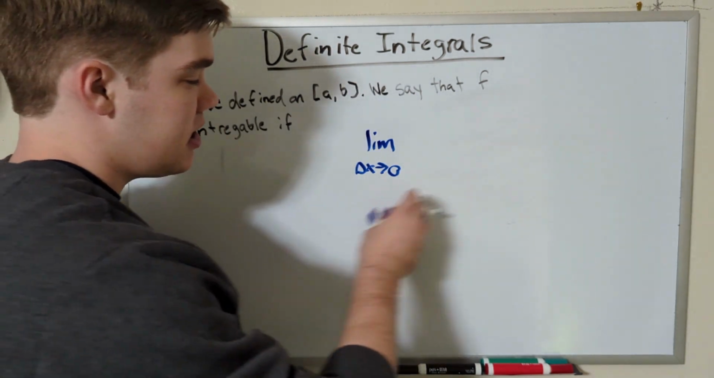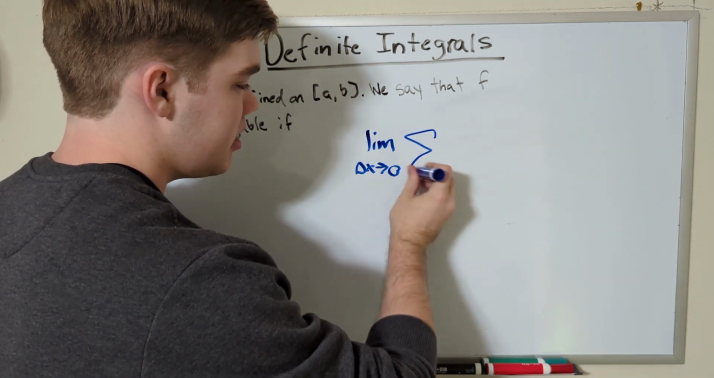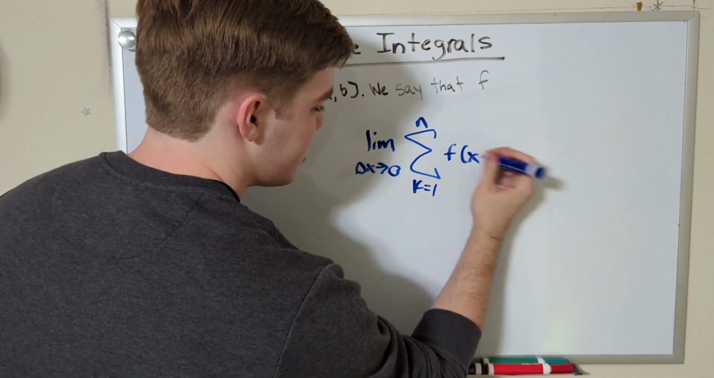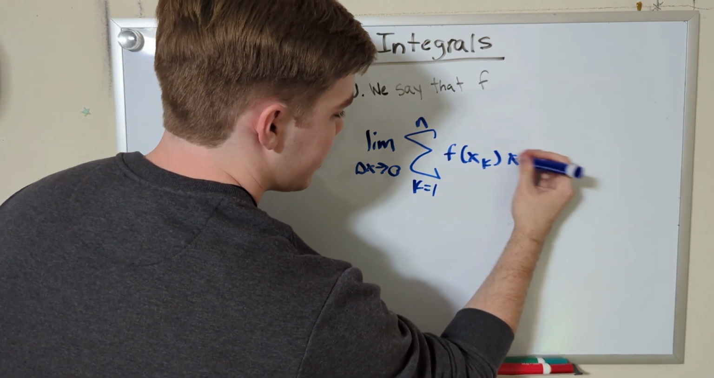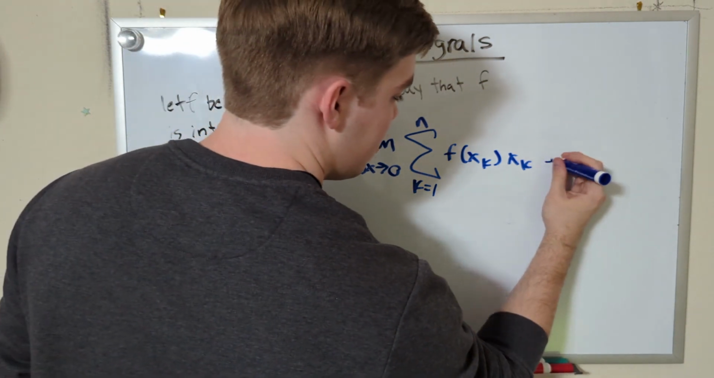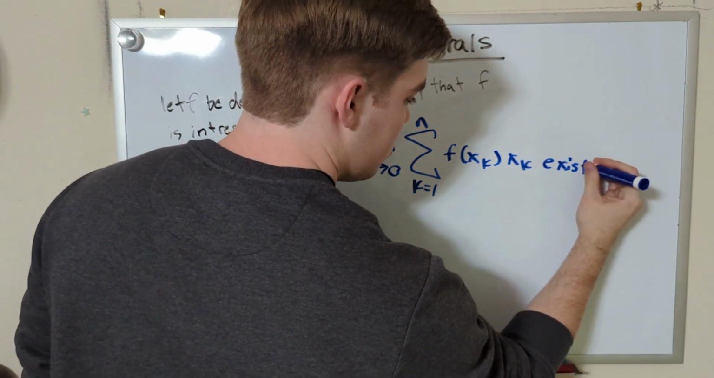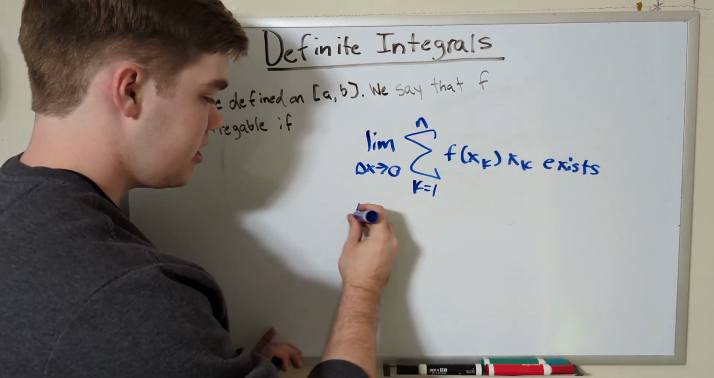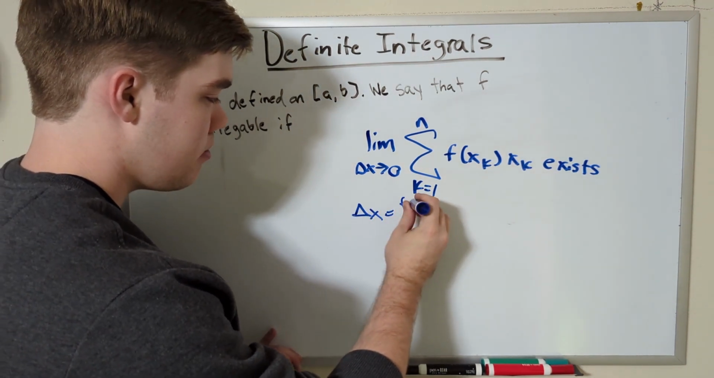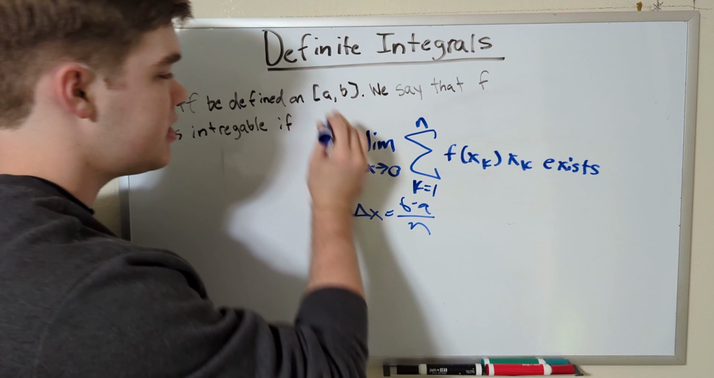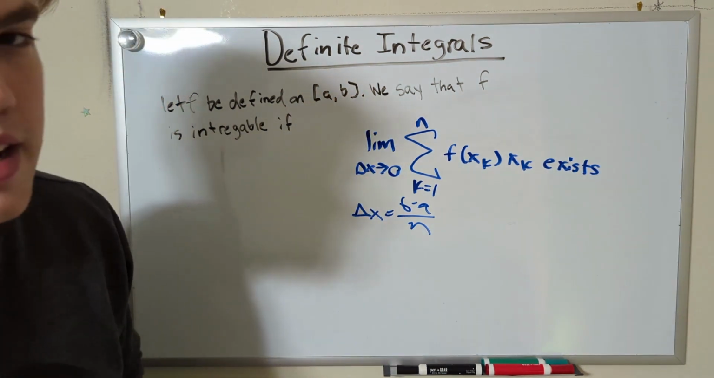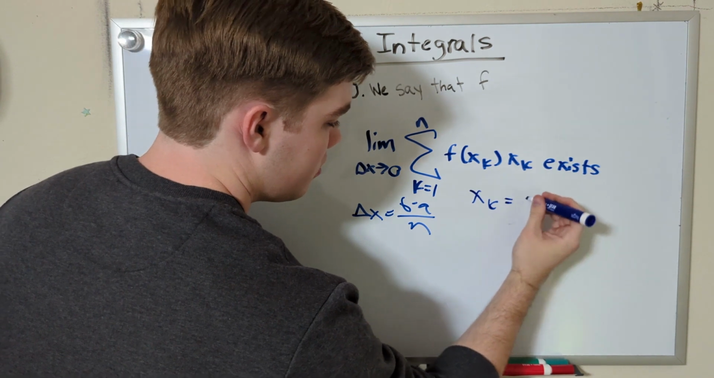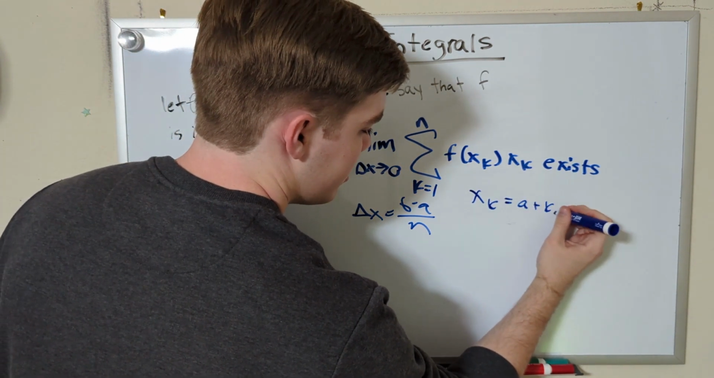If the limit as delta x approaches 0 of the summation k equals 1 to n of f of xk times delta x exists. This is our definition. One thing to remember, delta x in this case is equal to b minus a divided by n, and xk is equal to a plus k delta x.